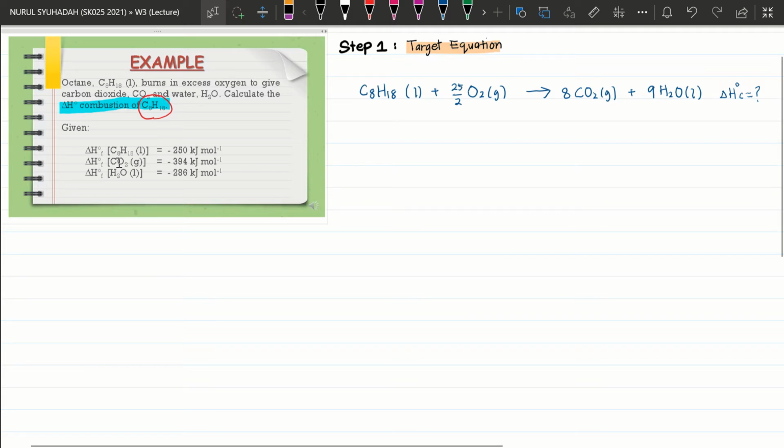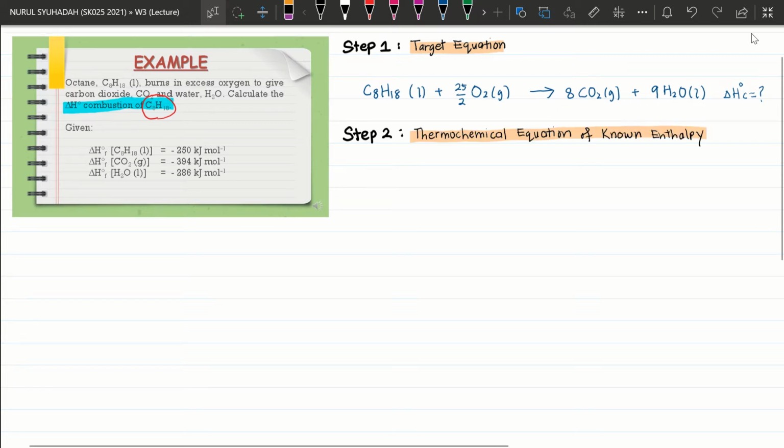So recall the definition of delta H formation. Delta H formation is the heat change when 1 mole of a compound or substance is formed from its elements at their most stable state at the standard condition of 25 degrees Celsius and 1 atm pressure. With that definition in mind, let's write down the thermochemical equation for all 3 terms given here.